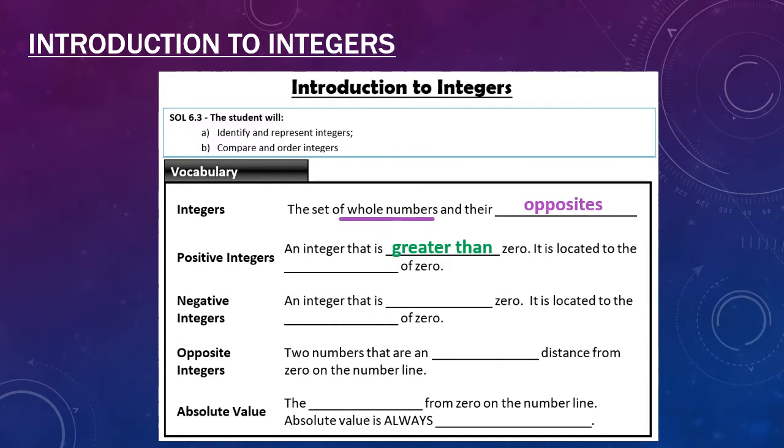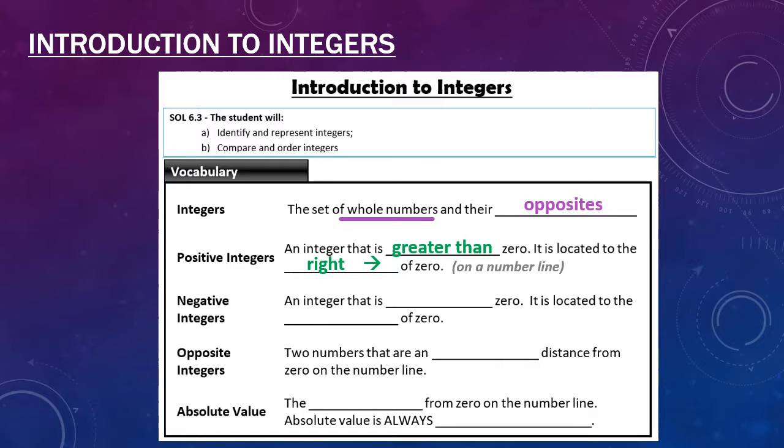Positive integers are those numbers that are greater than 0, and those are located to the right of 0 on the number line. And when I say those numbers that are greater than 0, those are the numbers you've been working on since kindergarten. 1, 2, 3, 4, 5, all the way up, and it never ends. So those are your positive integers. We're just calling them something new now.